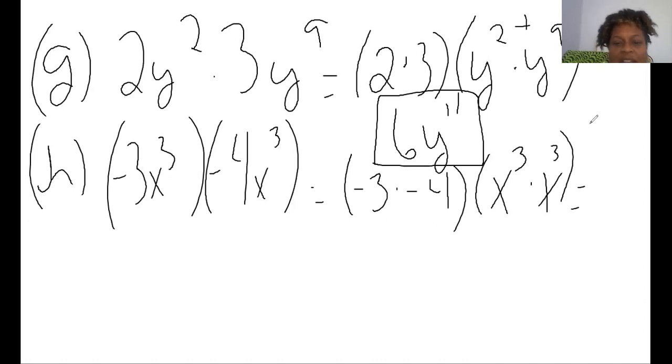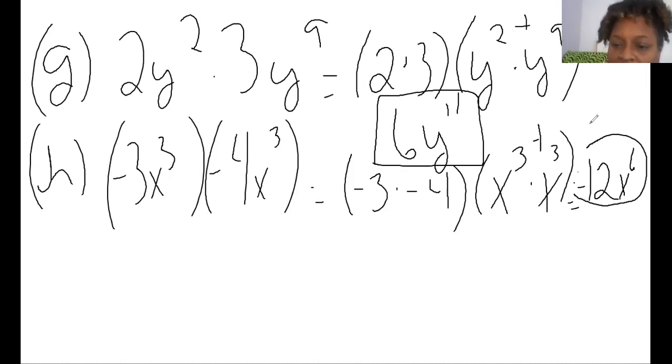So what do I realize here? That negative 3 times negative 4, two negatives make a positive. That result will be a positive 12. Once again, applying the product rule, x to the third times x to the third, I will add the exponents, and that will simply allow me to get x to the 6th. So final answer here is positive 12x to the 6th, because two negatives make a positive. My equal sign was throwing me off.